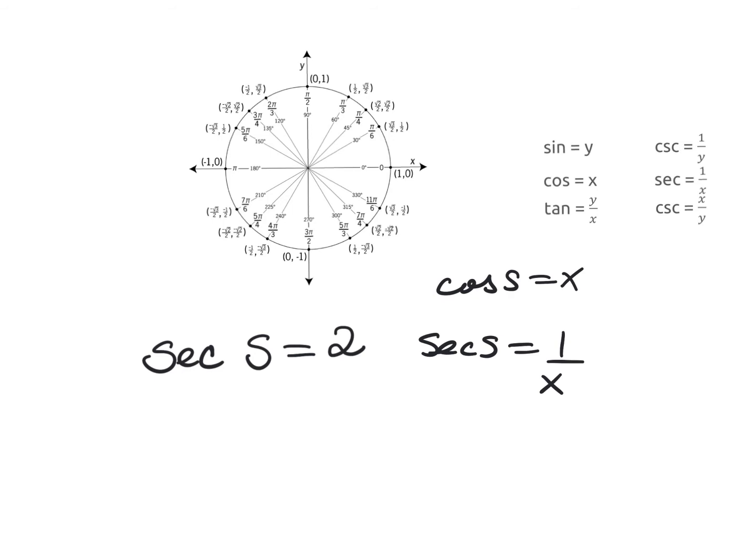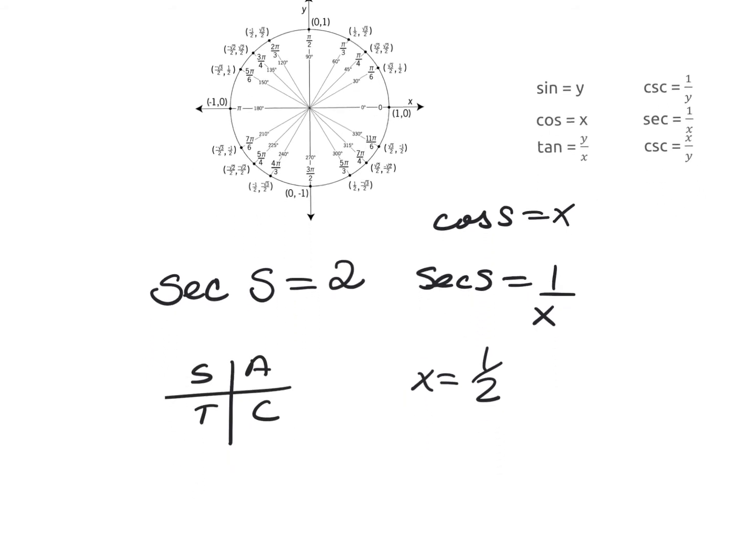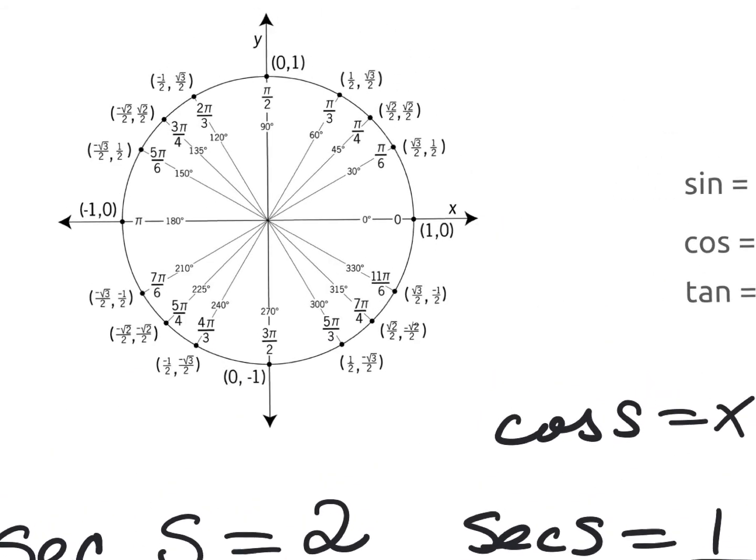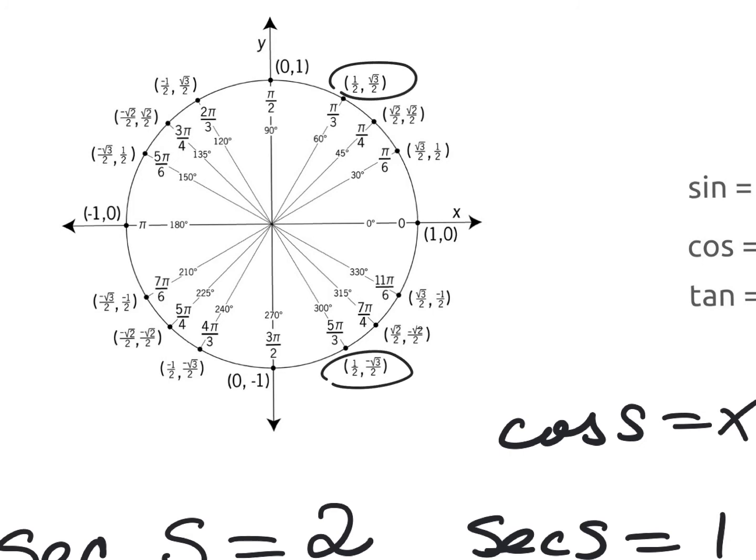So what we're looking for here is an ordered pair where x equals 1/2. Again, let's narrow this down. All Students Take Calculus, and I know that cosine is going to be positive here and here. And again, I'm looking for an x value that equals 1/2. So right here and right here.